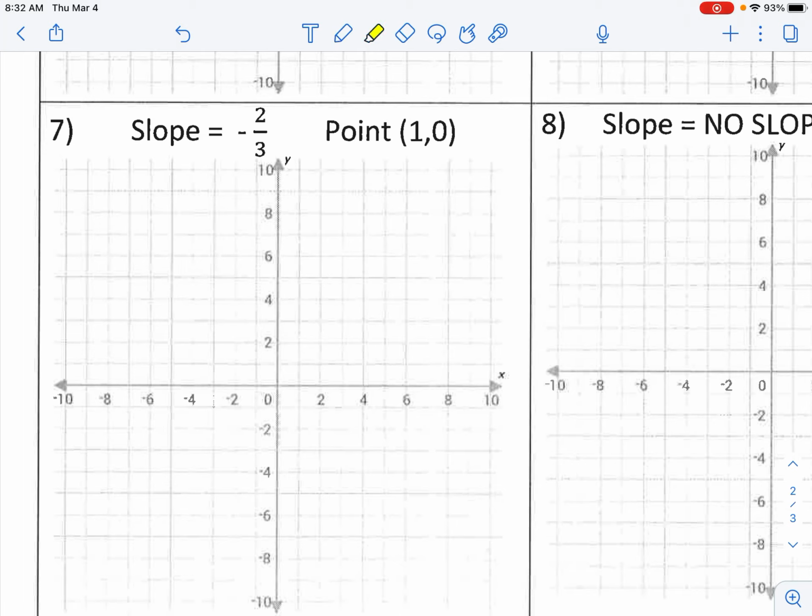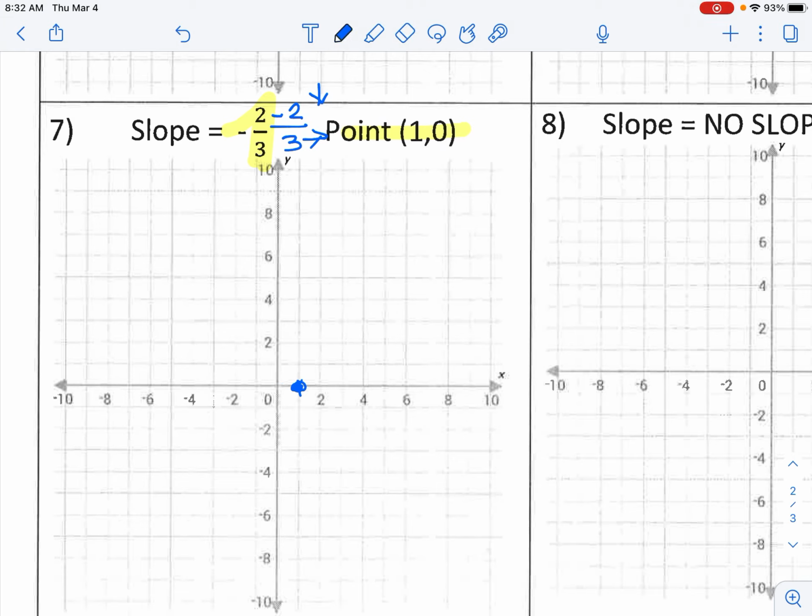Okay, we just got 2 left. So if the slope is -2/3, remember in the notes, it said the negative sign goes with the y. So I'm going to move that negative up to the 2. So this means that I'm going to go down 2 and right 3. And my first point is at 1, 0. So I'm going to move to 1 on the x, and I'm going to stay right here at 0 on the y. So 1, 0 is right there.